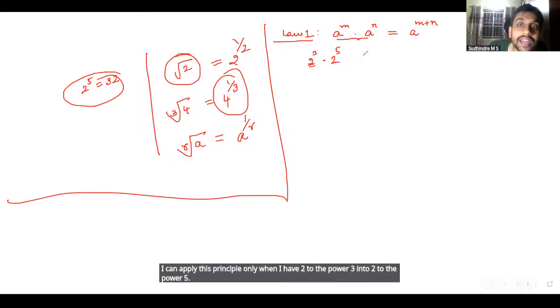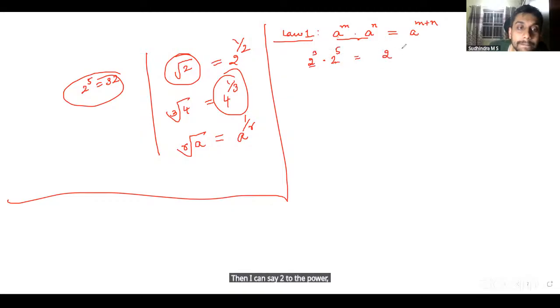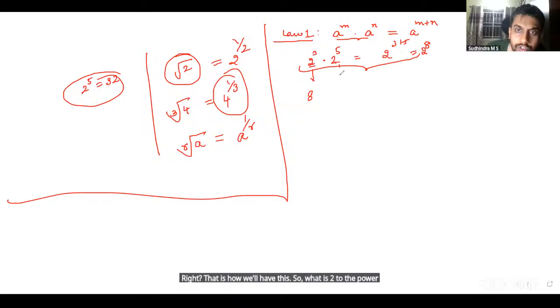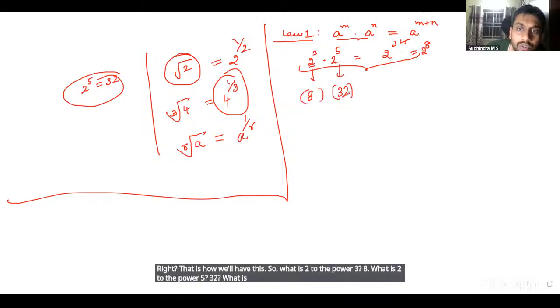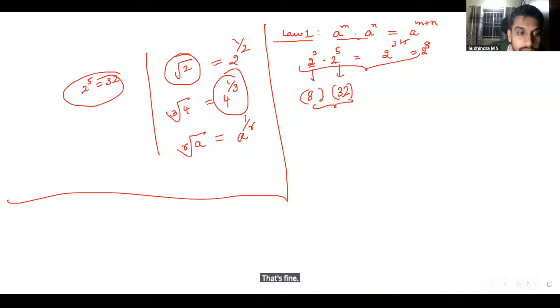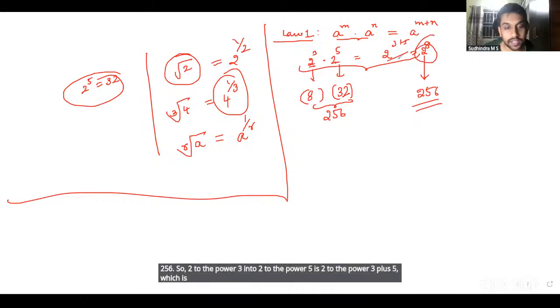The base should be the same. Then I can say 2 to the power 3 plus 5, which is 2 to the power 8. So what is 2 to the power 3? 8. What is 2 to the power 5? 32. What is 8 into 32? 256. What is 2 to the power 8? 256. So 2 to the power 3 into 2 to the power 5 is 2 to the power 3 plus 5, which is nothing but 2 to the power 8. Are we clear?